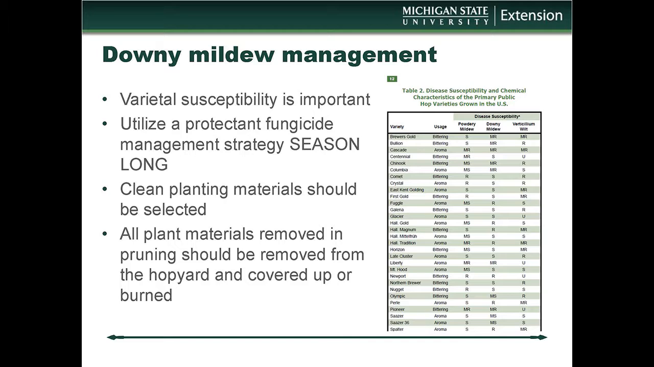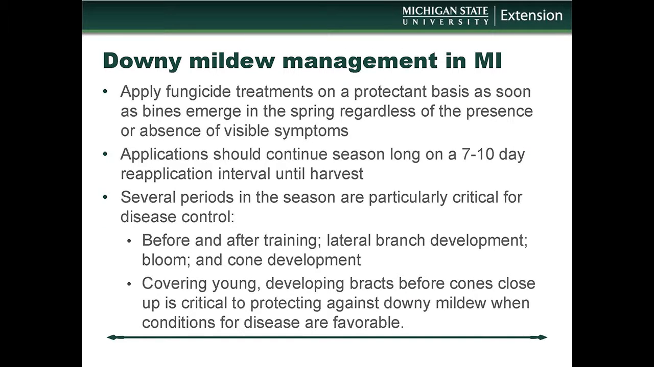Organic production is a real challenge for hop growers. We have a few that are sticking with it in Michigan and really making a go of it, and we have a few who are transitioning to conventional because it's just been too difficult. Okay, so we talked about that. We're applying fungicides on a protectant basis, season long, every 7 to 10 days. There are several critical periods in the season: before and after training, at lateral branch development, bloom, and cone development.